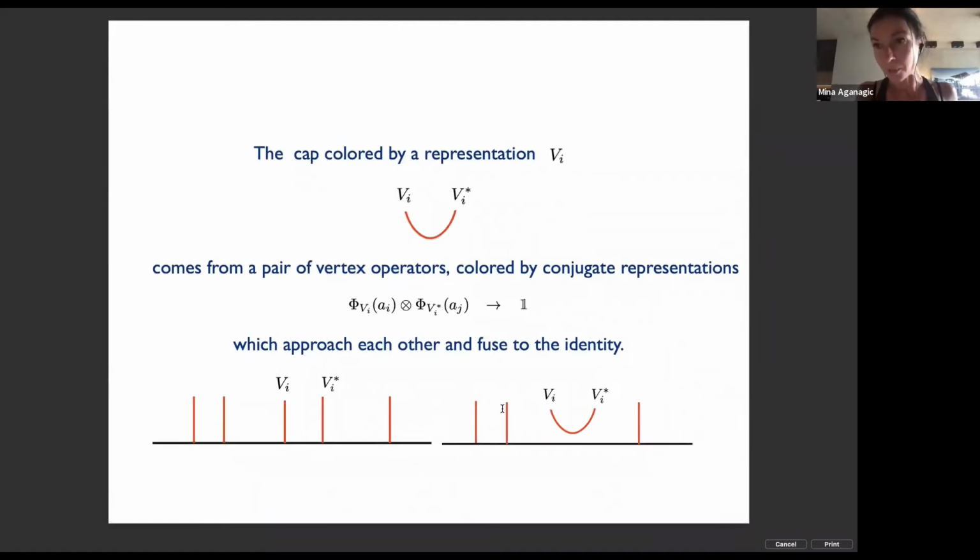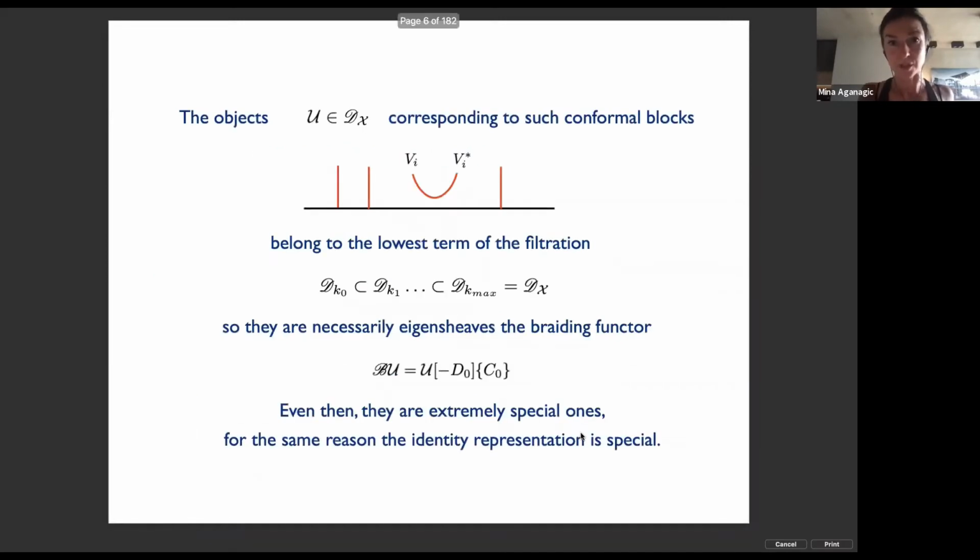Now, we did all this in part to understand what fusion is, but also to understand what objects of the derived category correspond to caps and cups. Now, a cap colored by a representation V, where recall all our representations are minuscule, comes from a pair of vertex operators colored by V and its conjugate, which approach each other and fuse to the identity. This is how you get this picture, because identity is no insertion.